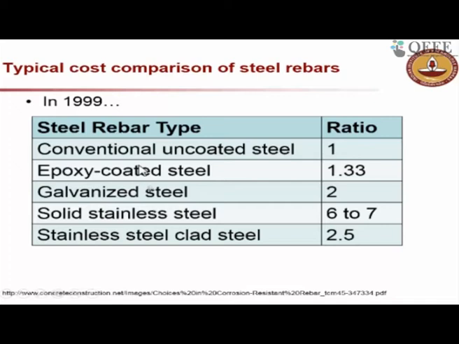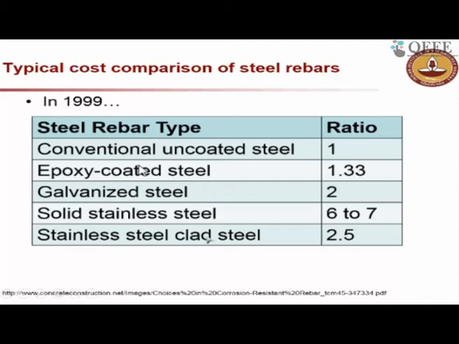So if you look at this steel cost comparison, if conventional steel costs 1 unit, epoxy coated steel you can expect about 30% more that you will have to invest, and galvanized steel will cost you almost double, and stainless steel rebar is 6 to 7 times more expensive than the regular steel.